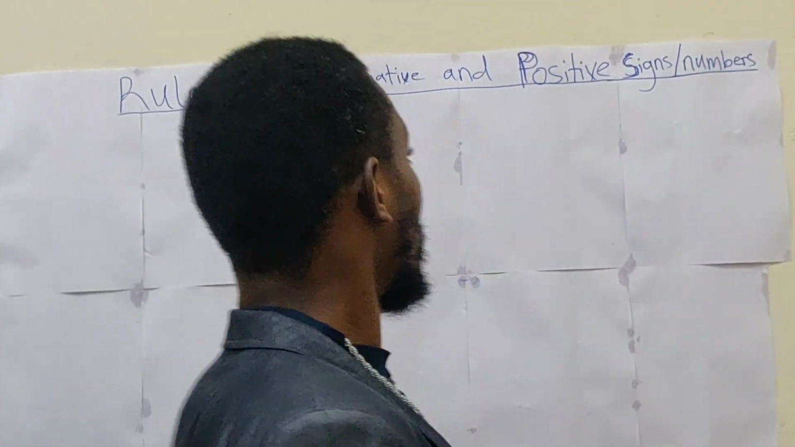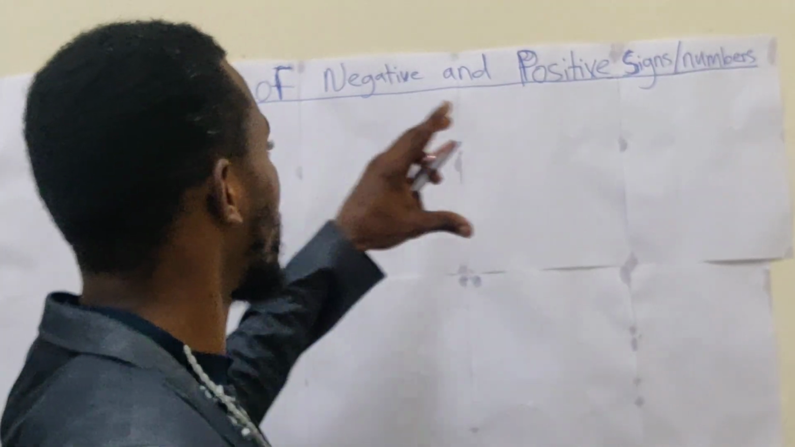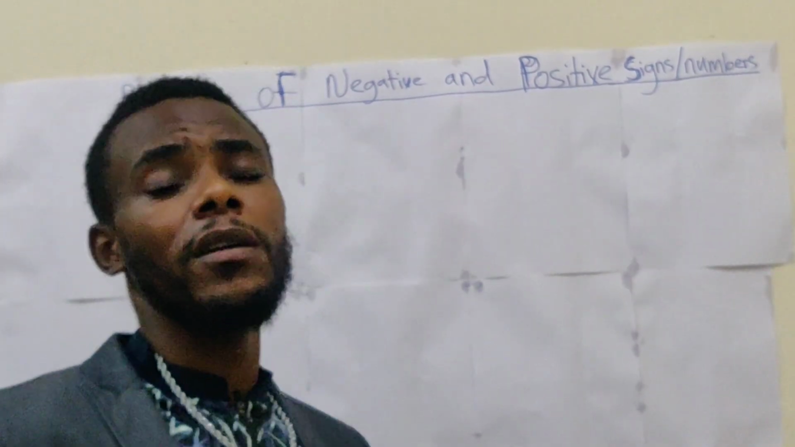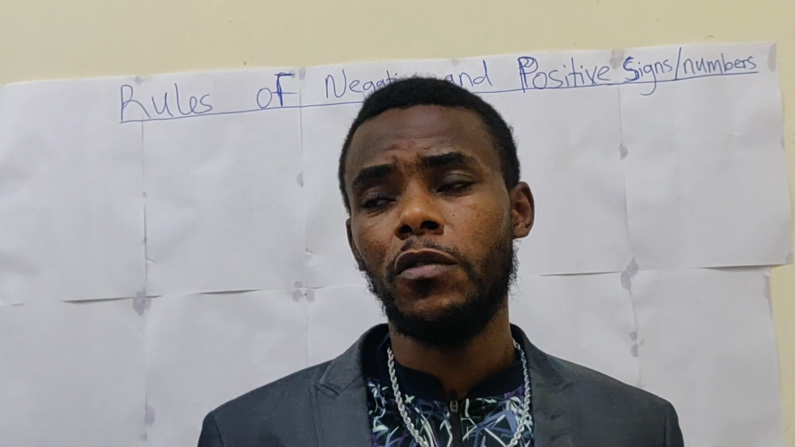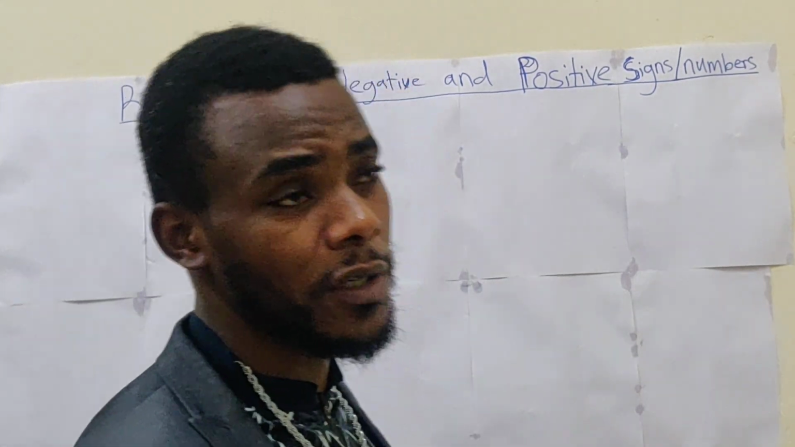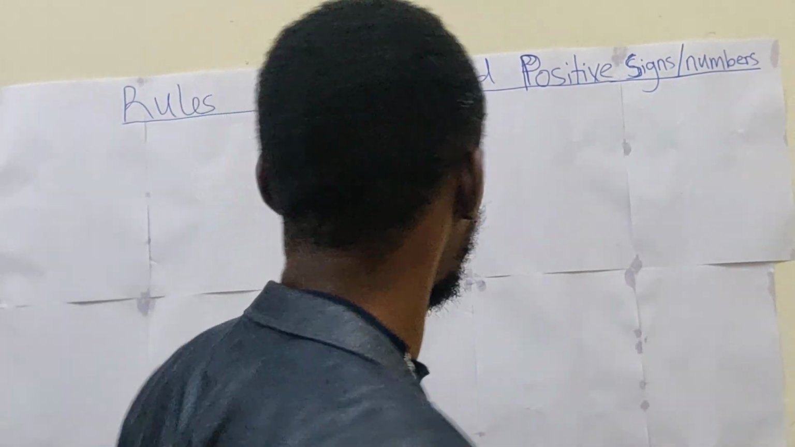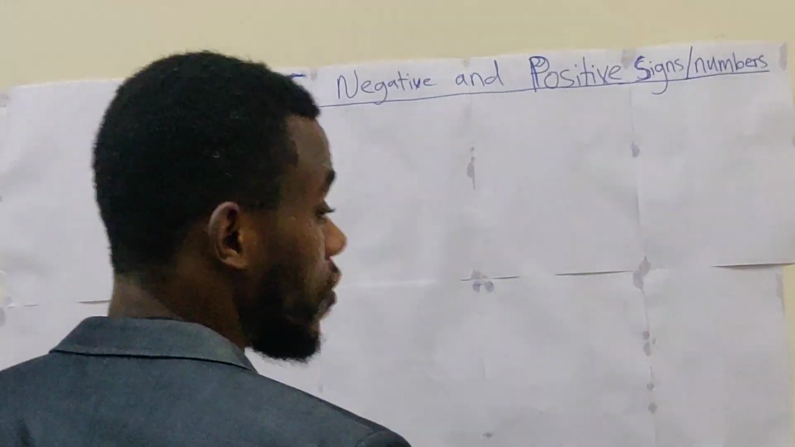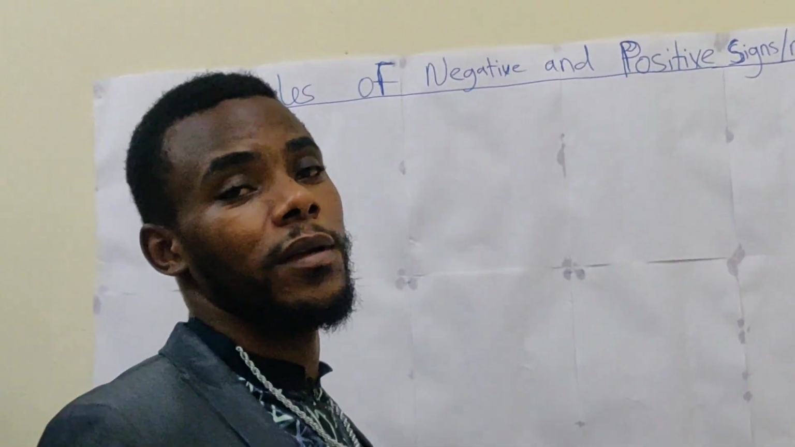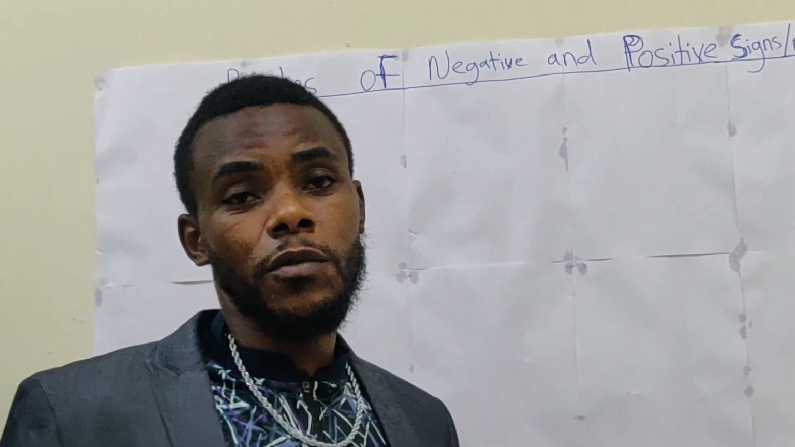We are going to look at how negative and positive signs interact when we are solving. So we are going to see how they interact with division signs and multiplication signs also. So to proceed, I'm going to put all the signs. After putting all the signs, then we are going to solve some examples of each.